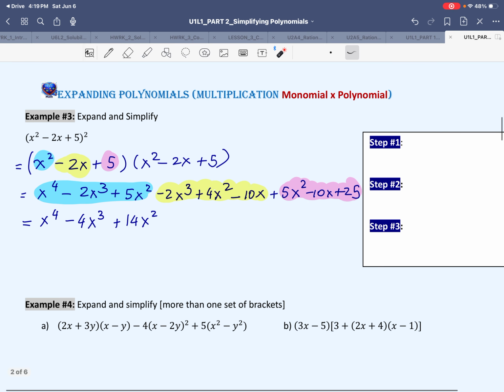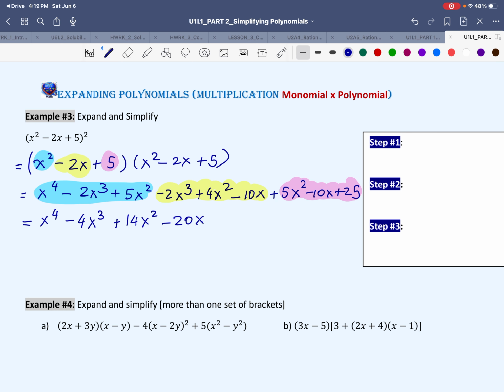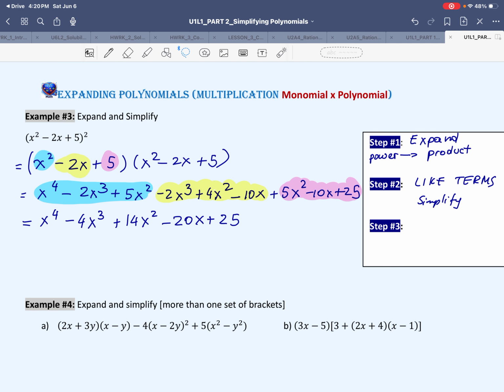Now we're looking into the x terms, so we have to move down in the expression, and we have negative 10x minus 10x, that's negative 20x, and then the constant term, which is 25. So again, you expand, meaning that you turn the power into a product because you want to see where the terms are and how to multiply. And in the next step, you collect like terms. And the last step would be to simplify. Simplify. And you're done.